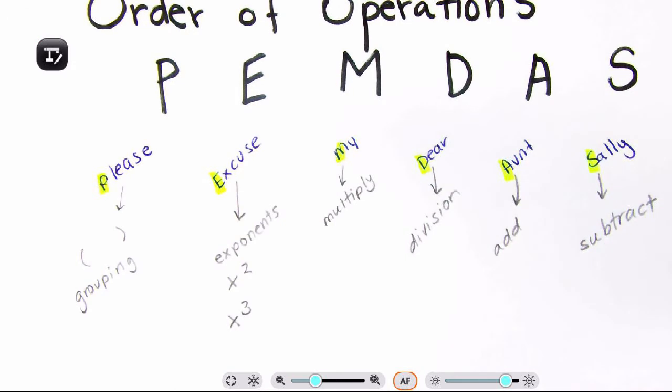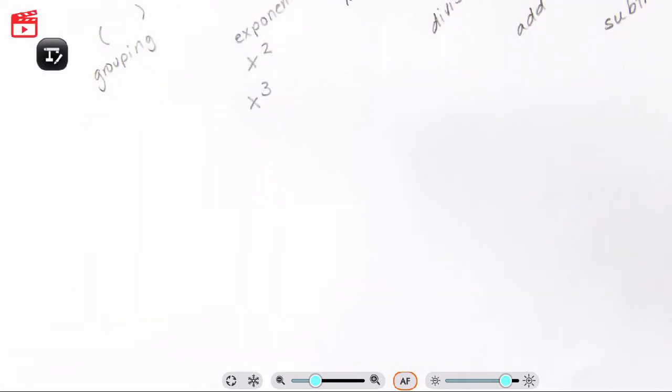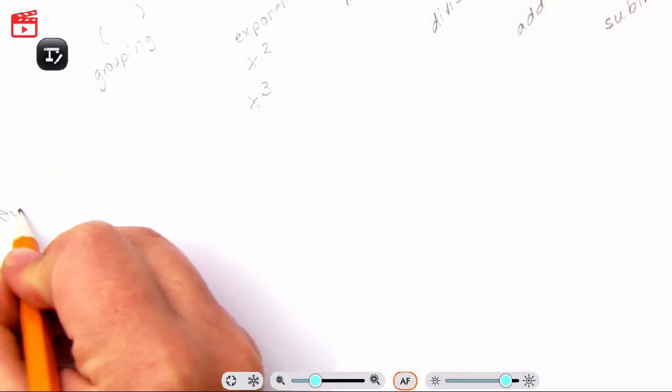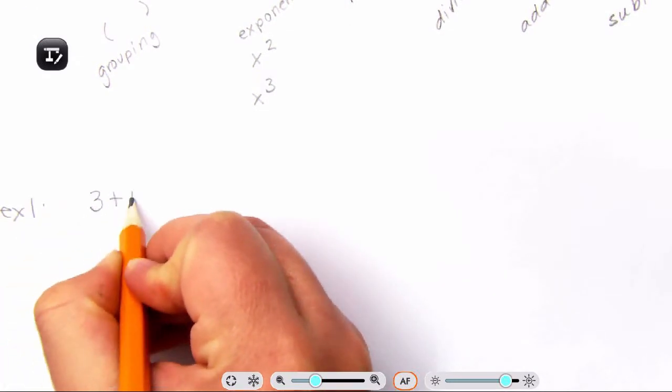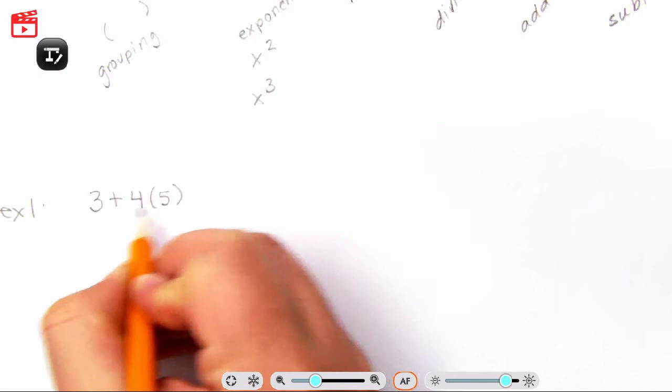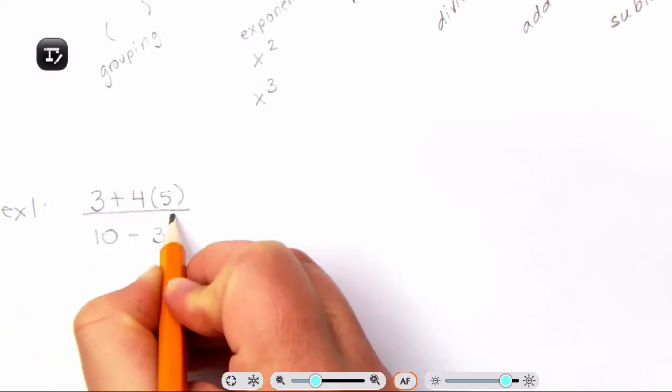So why do we care about the order of operations, or PEMDAS? The order of operations tells us what order to do our calculations in, so that way we get the right answer. Let's do some examples. Let's start out with example number 1, being 3 plus 4 times 5 divided by 10 minus 3 squared.